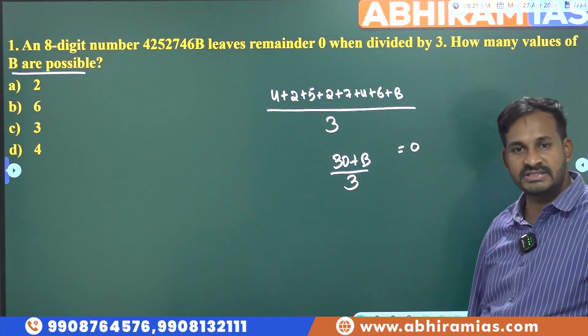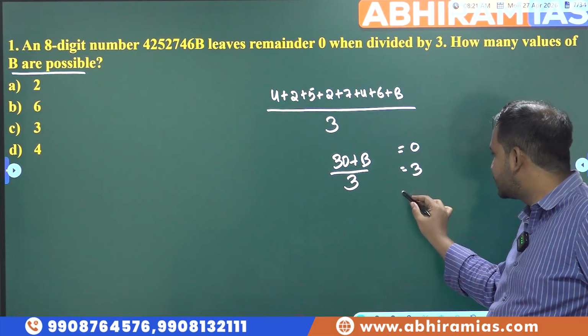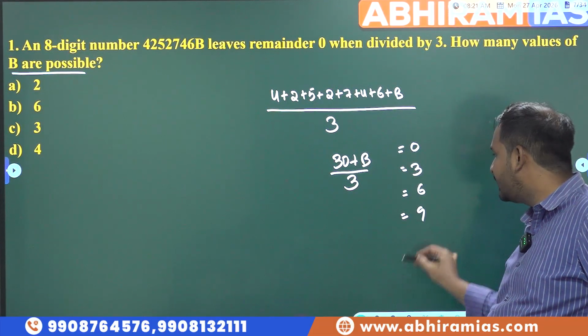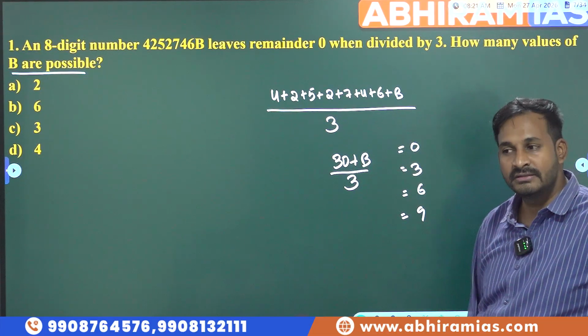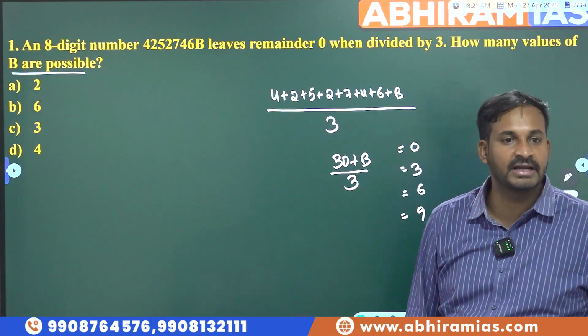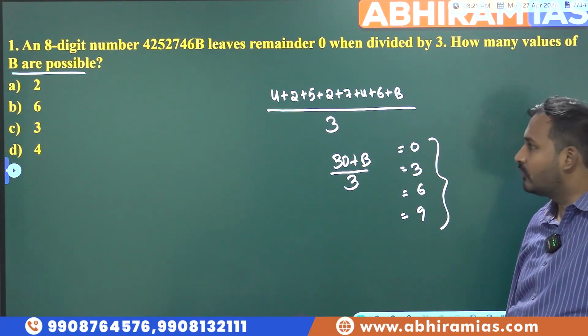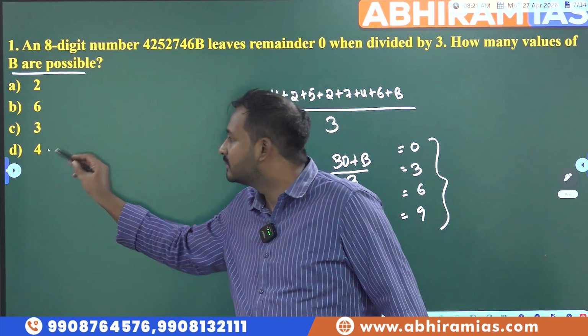That is one possibility. Next, B as 3. That is one more possibility. Next, 6. Next, 9. Can I take 12? No. Why? సింగిల్ డిజిట్ కదా అది. ఒకవేళ 12 వెళ్తే అది మనకి ఏమవుతుంది, డబల్ డిజిట్ అవుతుంది. That is the reason. How many values of B are possible here? 4 values of B are possible.